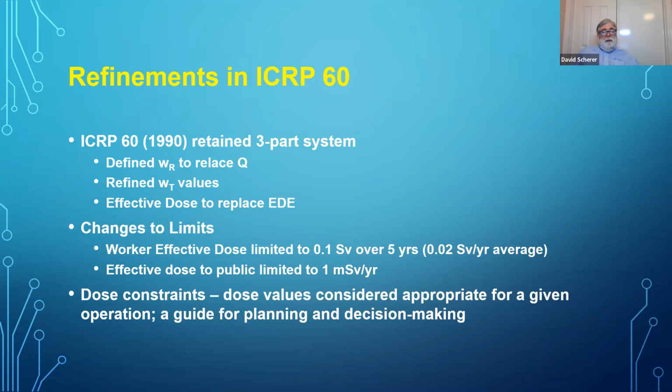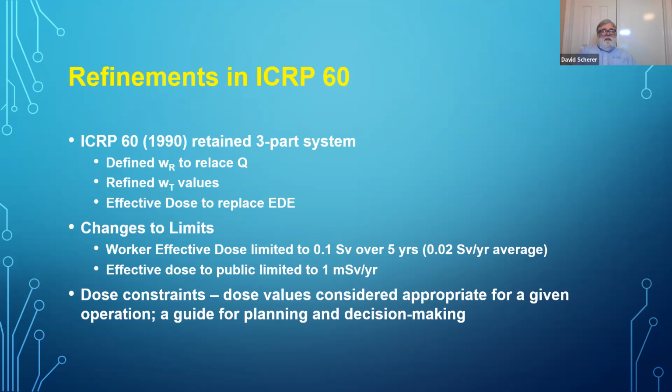Let's see. They refined the values of the tissue weighting factors. They expanded the number of them and changed some of the values. They replaced the name "effective dose equivalent" with "effective dose" to indicate that they were, it made it clear which concepts you were using, which standard, which coefficients and which approach you're using.